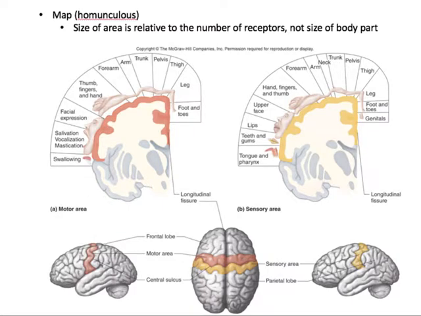Now what's interesting to note is that how big the area is on the homunculus doesn't depend on how big the body part is. It actually depends on how many neurons you have. So think about what's going on in the face. Look at how much real estate the face gets in this map. It's like 1/3 of everything.